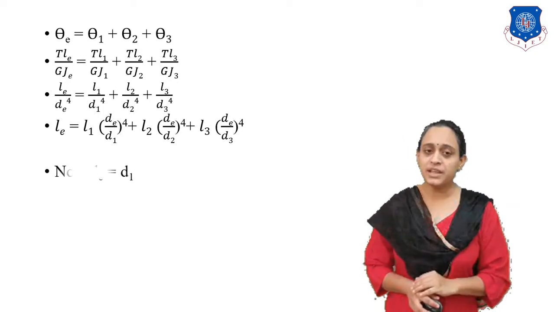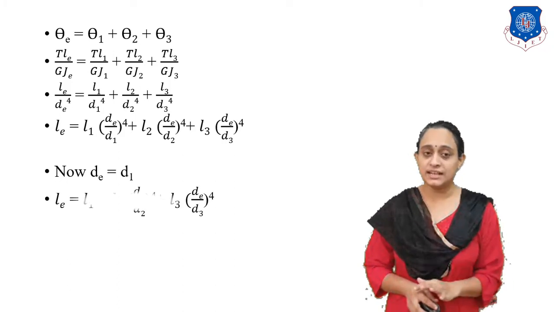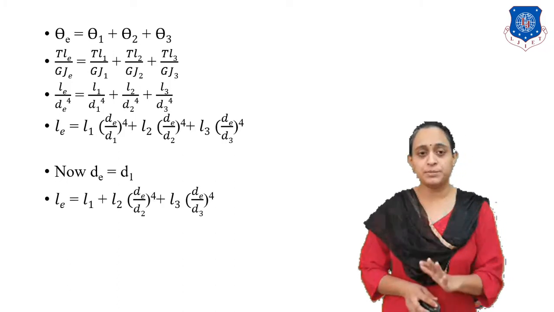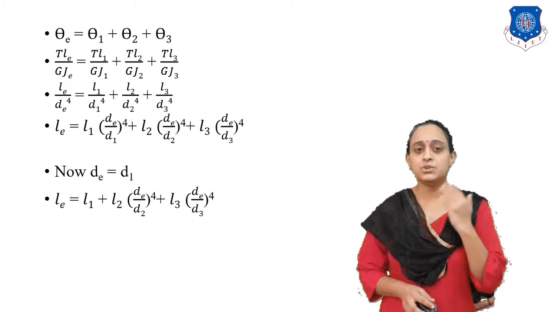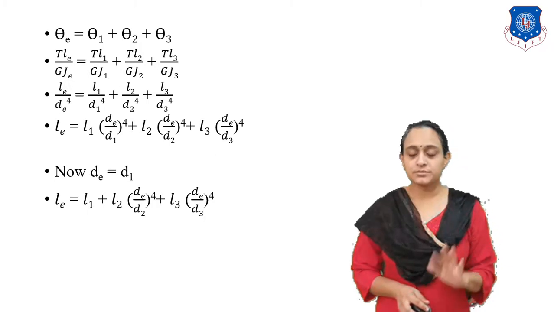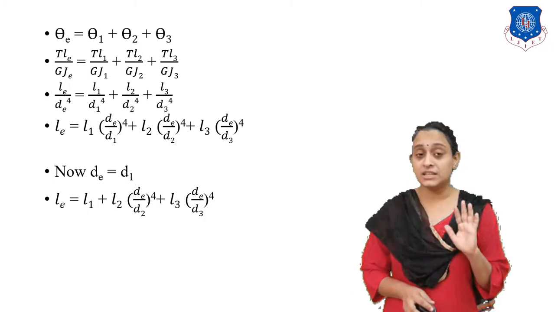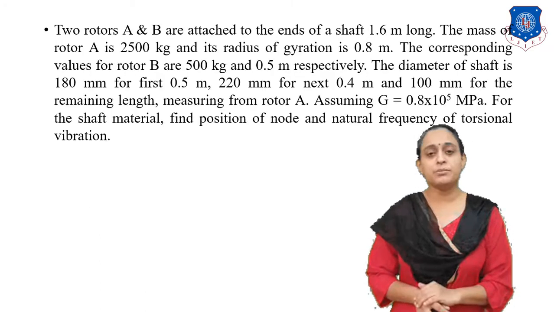Let us assume the equivalent d is equal to d1. So by assuming this, we will get the answer as Le is equal to L1 plus L2 d by d2 raised to 4 plus L3 d by d3 raised to 4. So this is the final equation of the equivalent shaft. Now let us check the numerical.